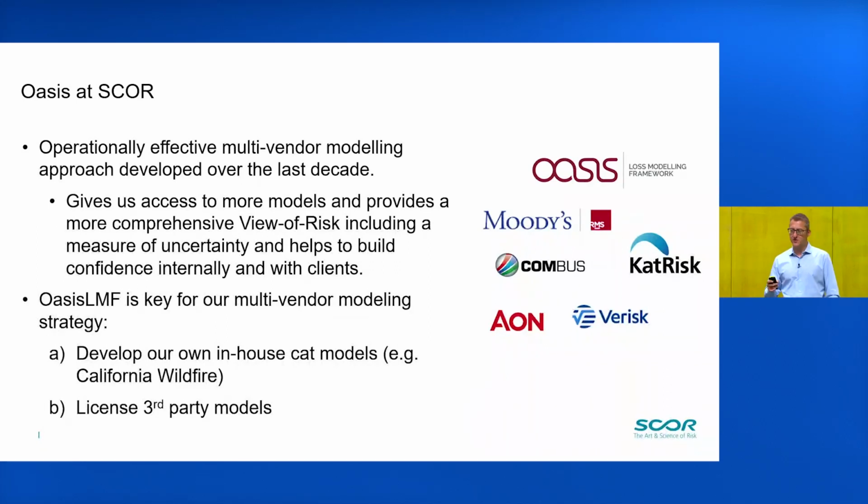We always have a resource issue, but we are working on it. And Oasis LMF is, of course, very key for this multi-vendor modeling strategy that we have. And in two ways. First of all, we develop our own in-house CAT models. For example, 2 years ago, we developed a California wildfire model, which is run in Oasis, and we plan to develop more models in the future in Oasis. As well, we license third-party models that run in Oasis.